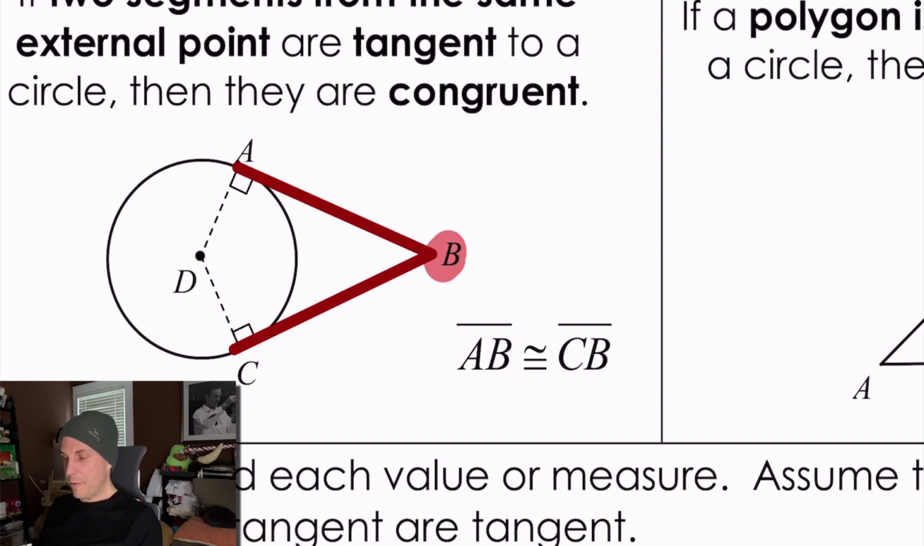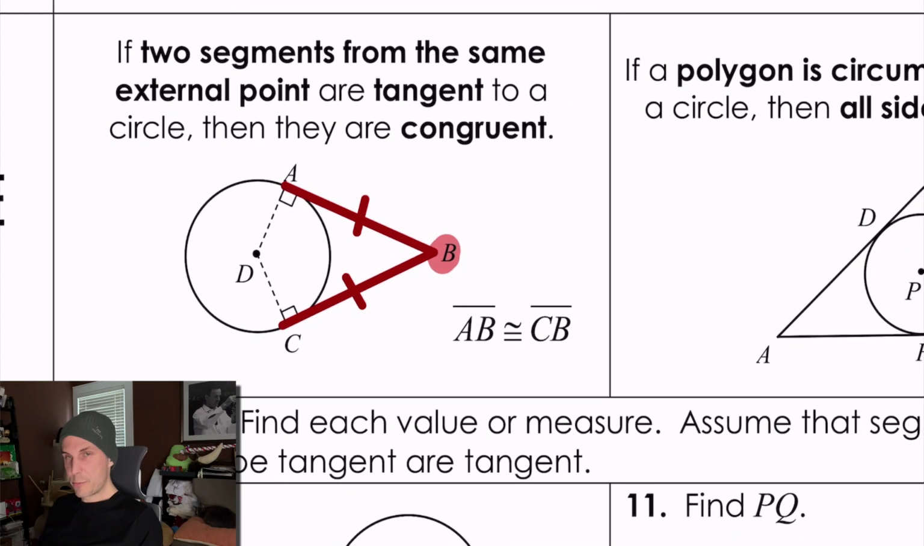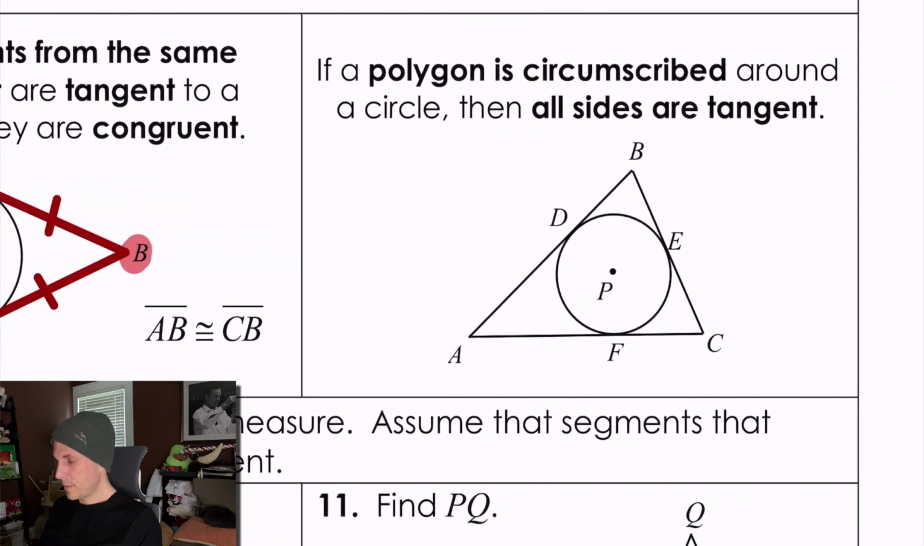So it would follow, this is a theorem, that the distance from A to B would have to be the same as the distance from C to B. That's just a fun fact. And that's provable. I encourage you to do so, but we don't really have time for that right now.